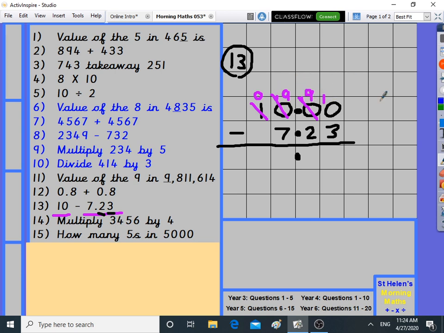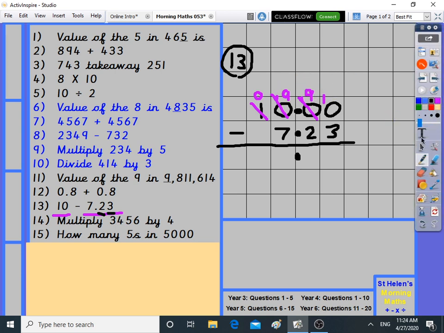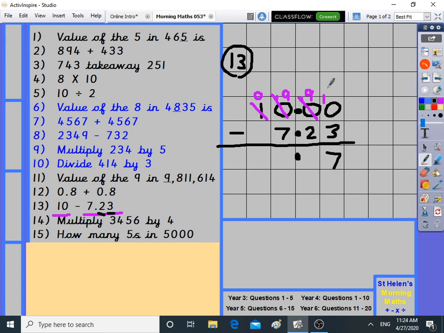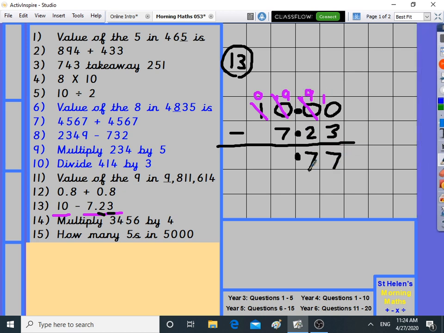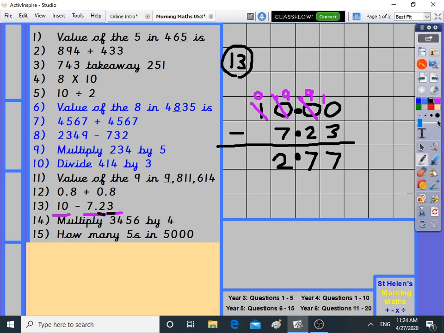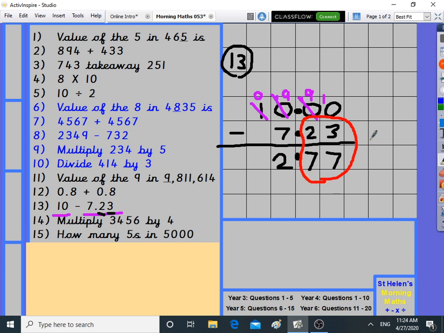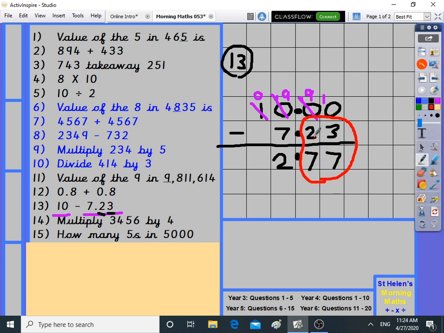I find that year 5s are very good with this borrowing usually, as long as they're careful. 10 take away 3 is 7. 9 take away 2 is also 7. 9 take away 7, that's just 2. 0, make sure that is just 0, don't want to forget anything at the front. Okay, 10, point nothing, take away 7.23 is 2.77. One way of checking this, if you know your number bonds, 23 and 77 go together to make 100. And in this case, 23 hundredths and 77 hundredths go together to make another 1. That's just a little check if you know what I'm talking about with number bonds.